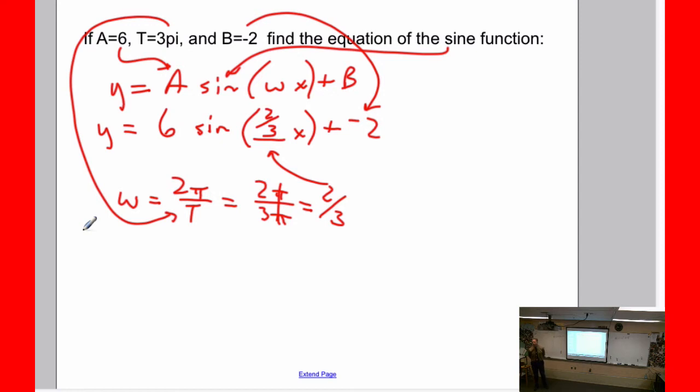So when they give you this information, it's mostly just plugging it in, with the exception of solving for w. The biggest mistake is people take this 3 pi and just drop it in there. And that's not correct. Remember, this is wx, not tx. One more, and then I'll let you rock and roll.